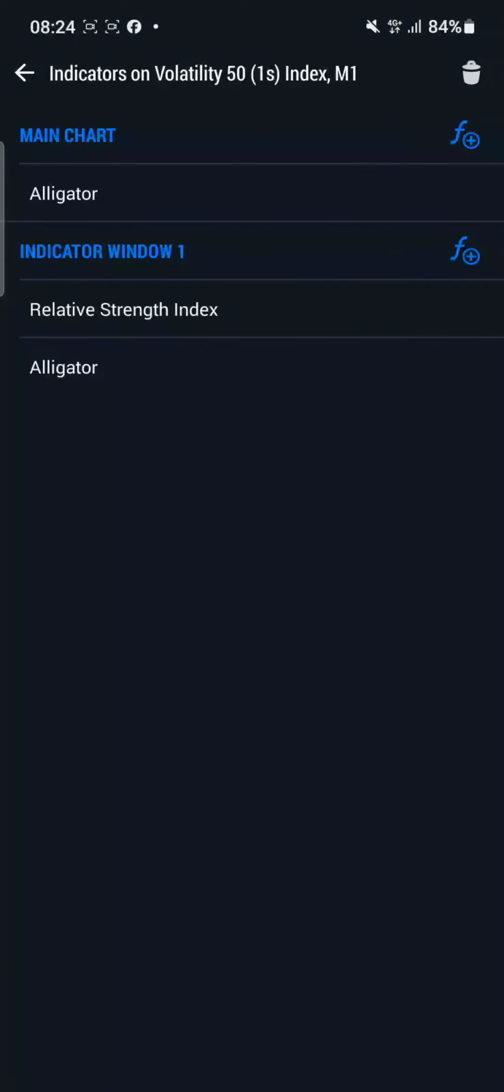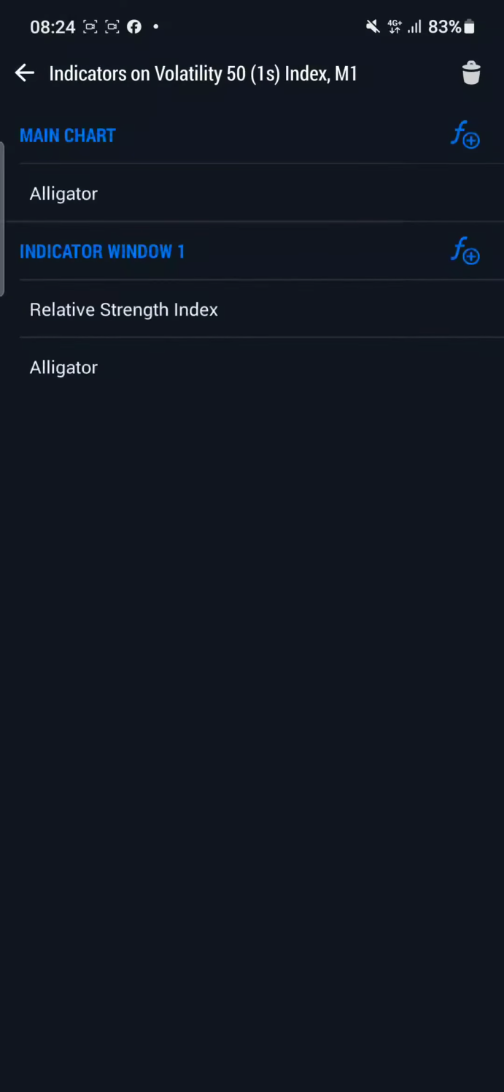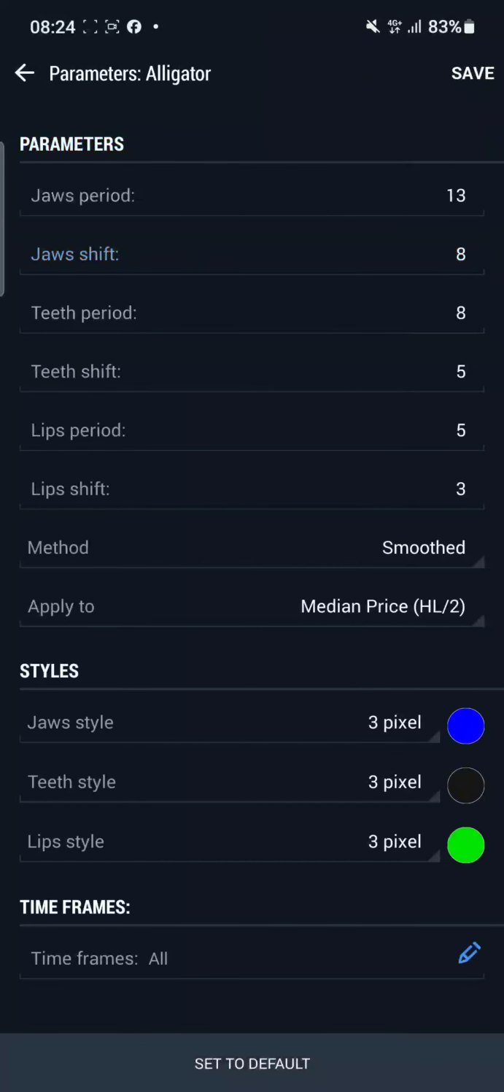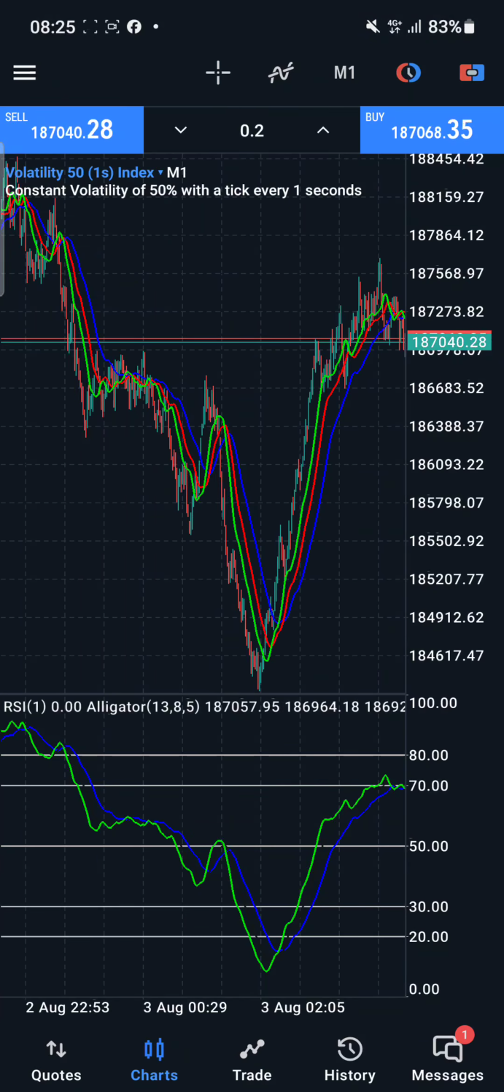Let me show you the setup quickly. This is a new setup, and of course you can take a screenshot. That's on the main chart window indicator, and the second asset on the window indicator. So this makes it very easy. So let's get back to this.